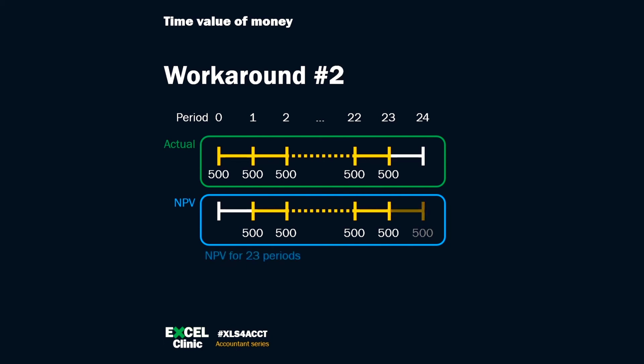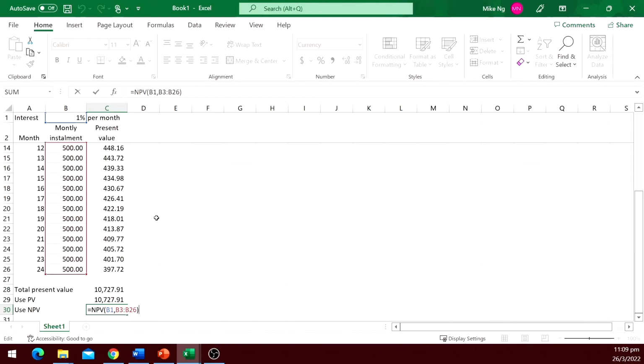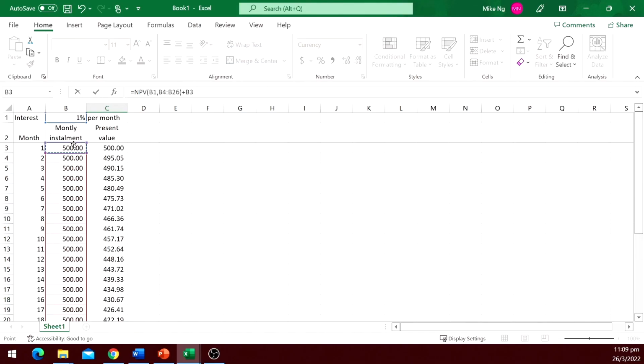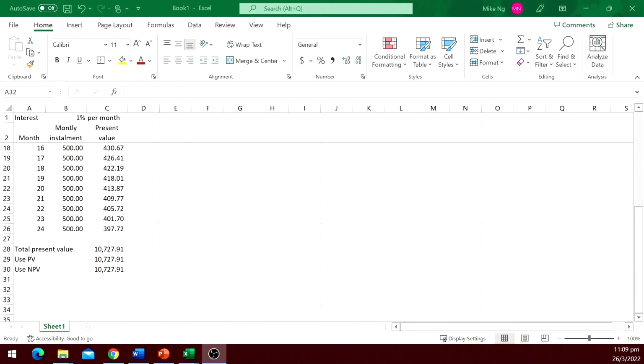Workaround number 2. Ignore the first installment, get the NPV for the next 23 periods. Then add the first installment at inception manually without discount. Again, both methods work. Pick one that is more intuitive to you. Even though there is a single function, PV or NPV, that returns the present value, many accountants still prefer building such a cash flows table and doing the discounting for each cash flow. It provides comfort, especially to those accountants who are not very familiar with discounting.